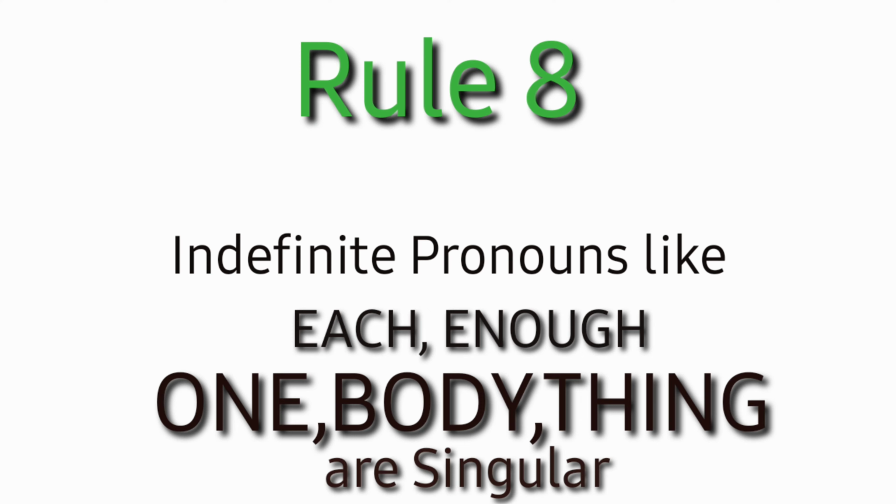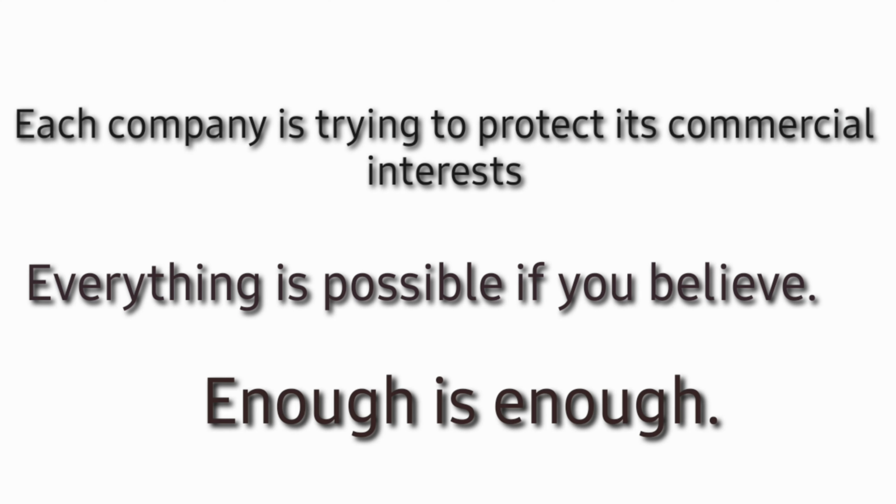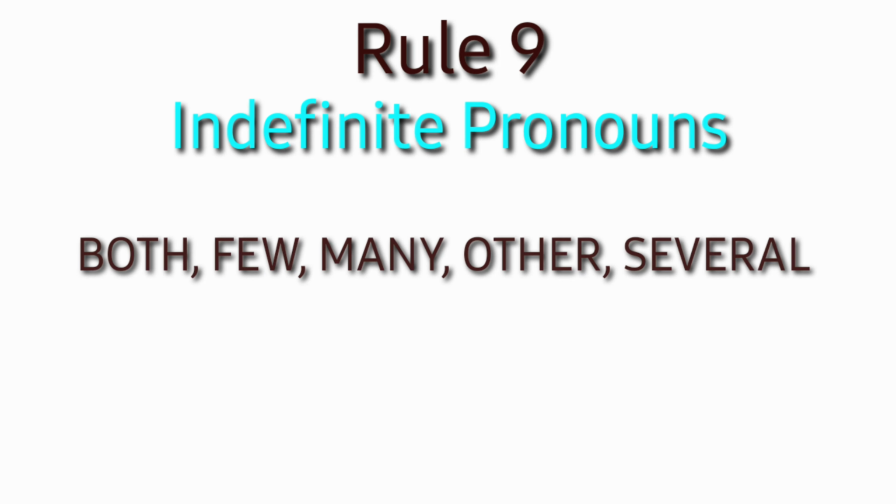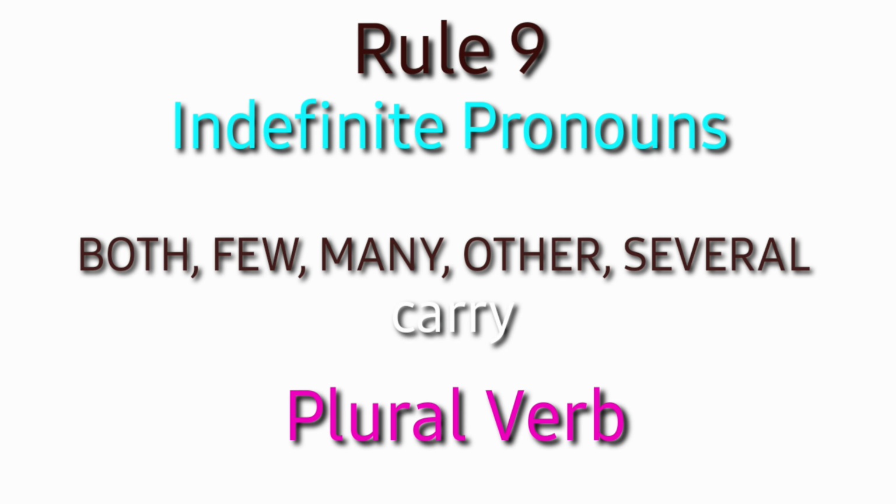Rule number 8. The indefinite pronouns like one, body, and thing are always singular. Example: each company is fighting to protect its own commercial interests. Example: everything is possible if you believe. Enough is enough. The indefinite pronouns like both, few, fewer, many, others carry plural verbs.